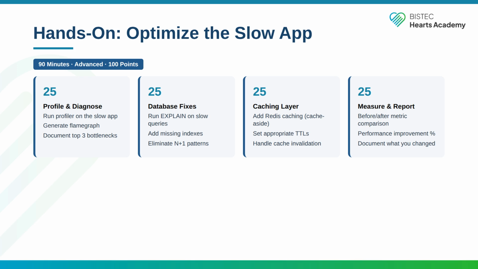Caching layer is the third area. Add Redis caching using the cache aside pattern. Set appropriate TTLs based on data freshness requirements. Handle cache invalidation properly on write operations.